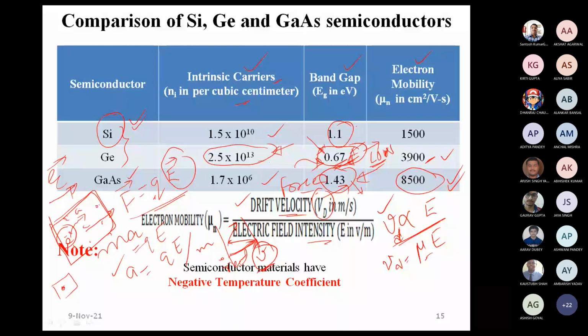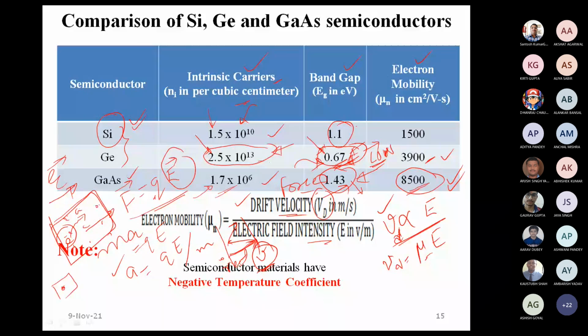Now let us come to the intrinsic carrier concentration. If it is high, then the charge carriers available to carry the current will be more. If there are more carriers, more charge to move, then the current will be more. So the current will be highest for germanium, then silicon, and then gallium arsenide is the least. But gallium arsenide can win because its mobility is more.